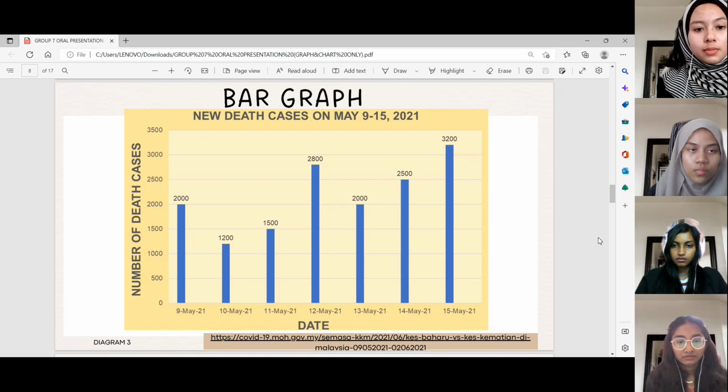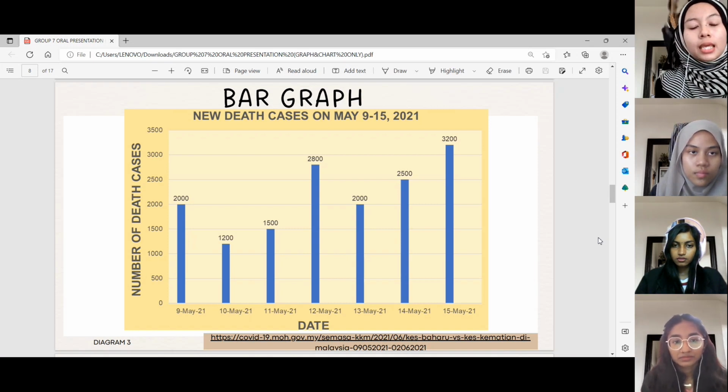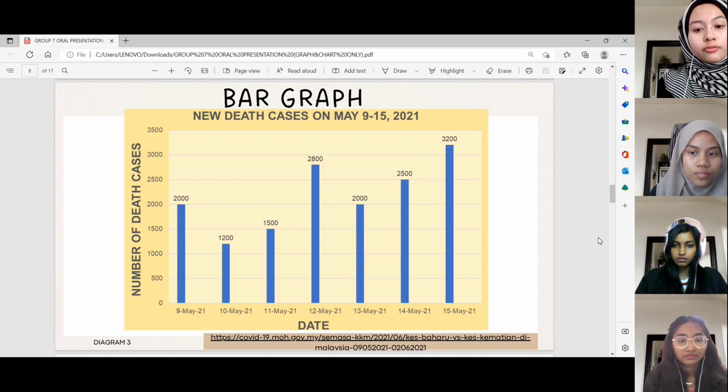Lastly, on 14 May 2021, the number of new death cases was slightly higher than on 13 May 2021. It is clear that 2,500 people died on 14 May 2021, but only 2,000 were reported on 13 May 2021.